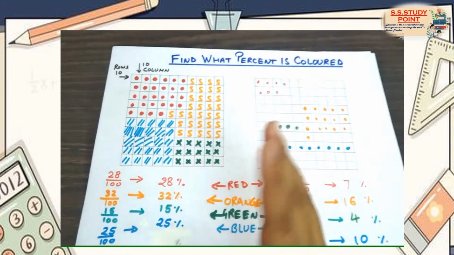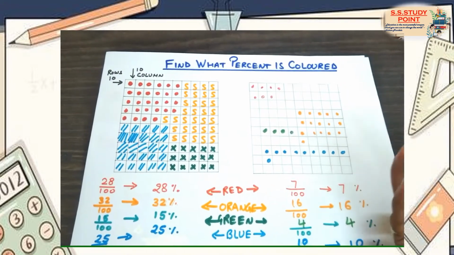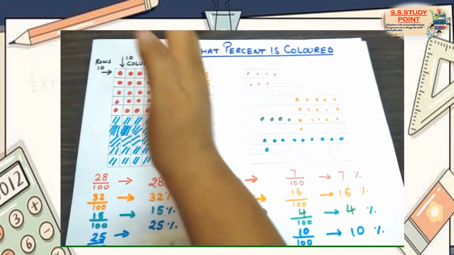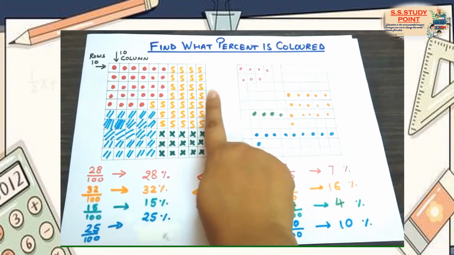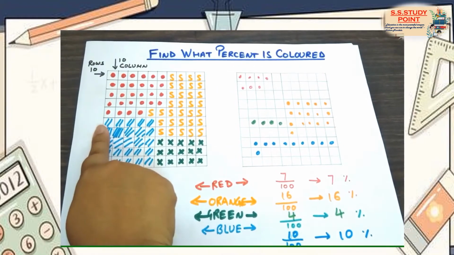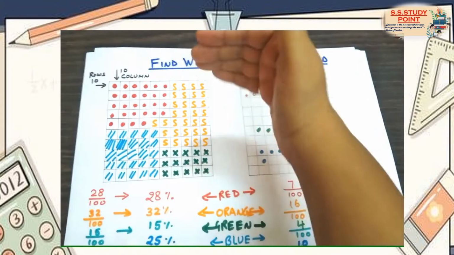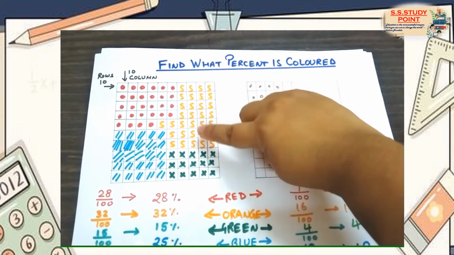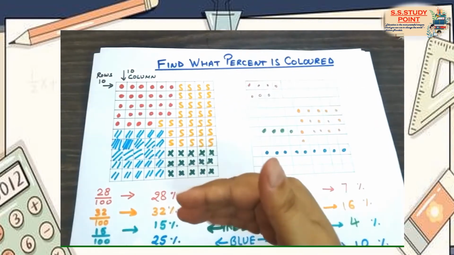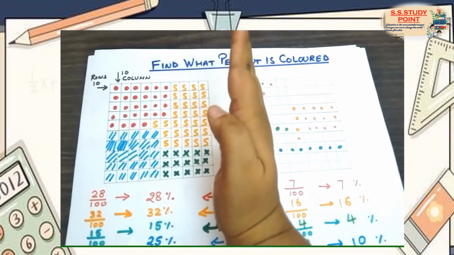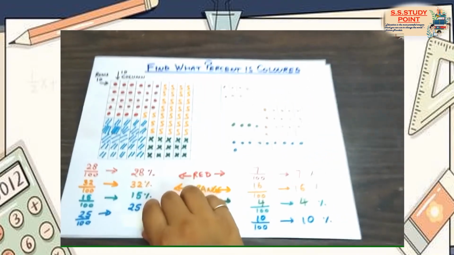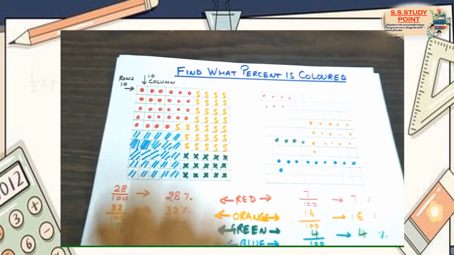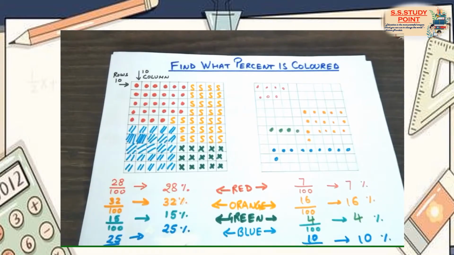Now, those who don't know how to tell a column from a row, this is your column: 1, 2, 3, 4. And where are the rows? 1, 2, 3, 4, like this. This is your row and this is your column. So now, number of rows 10, number of columns 10. That means the total number of square boxes is 100.